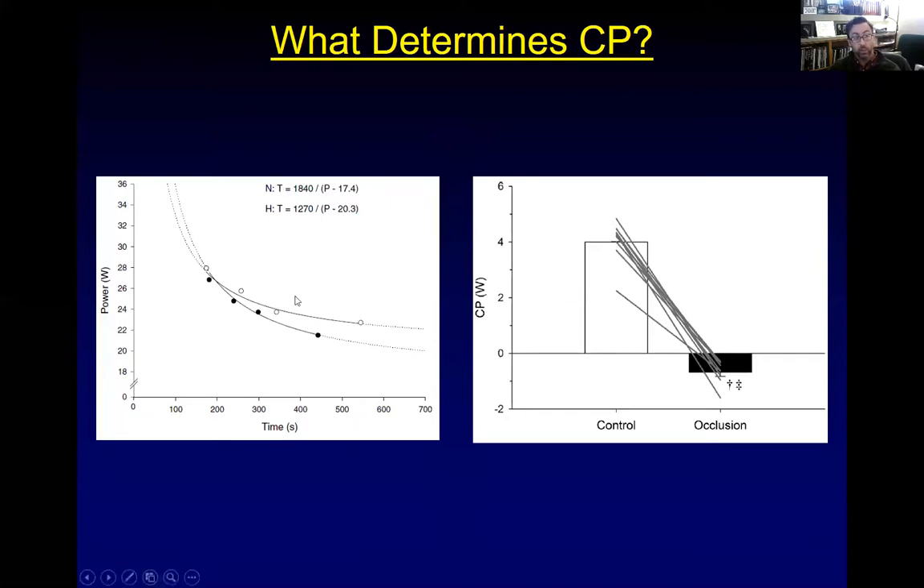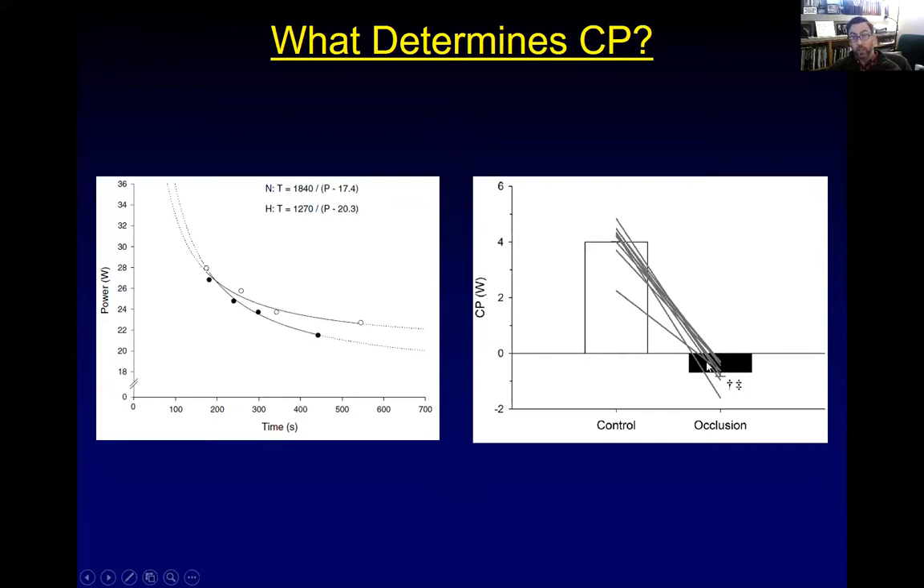So the data here on the left are going to show in the open circles data when people were given hyperoxic gas. So they were given like 26 or 27% O2 gas to breathe. And then the dark circles is the control condition where they're getting the normal 21% gas. And so you can see that when I give you hyperoxic gas, I can make critical power go up a little bit. Okay.